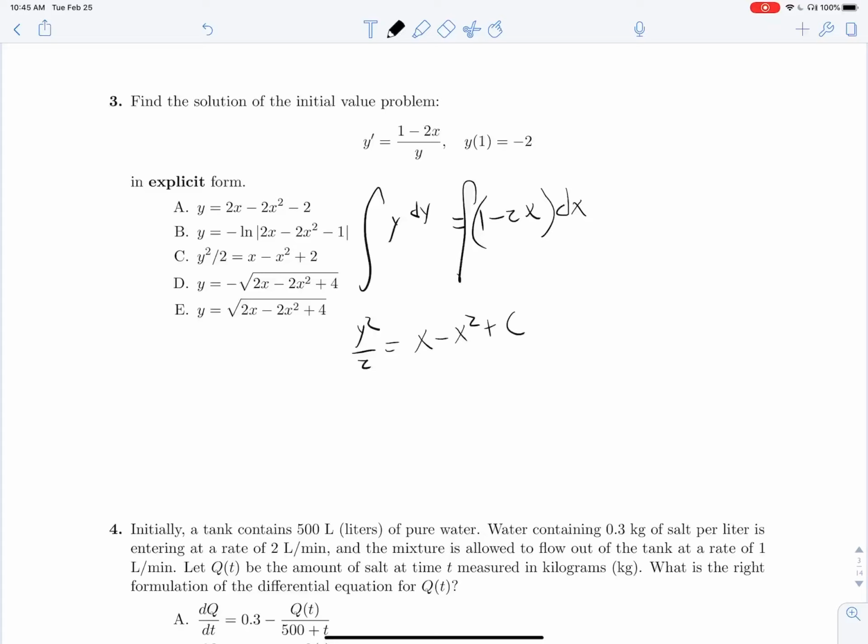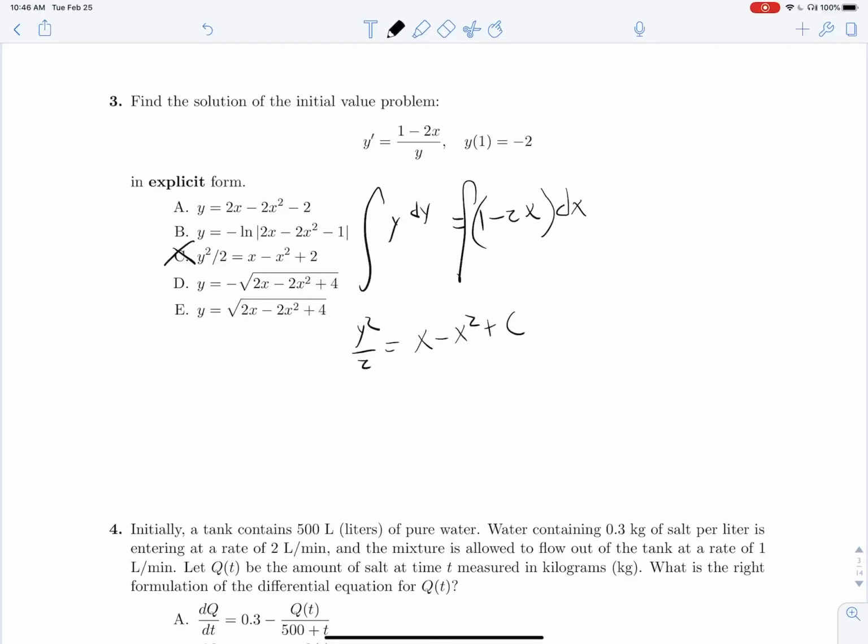And we're told to give things in explicit form. So we will see that option C is definitely not an explicit form. I'm kind of jumping around a little bit, but we can directly rule that one out. Let's figure out what this looks like in explicit form.